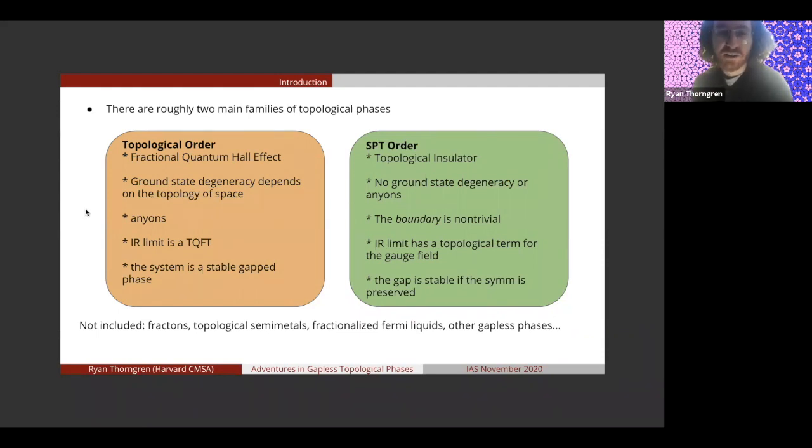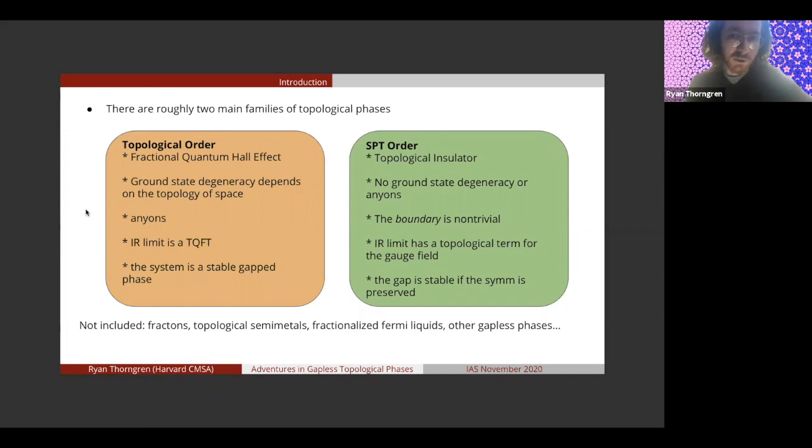And the way to understand this is that in the infrared limit of these systems, if we couple to a background gauge field for this global symmetry, integrating out the bulk gives us a topological term for the gauge field, and the topological term is not gauge invariant on a manifold with boundary. And so we can say that the boundary has an anomaly, and that's why it has to be non-trivial. So these systems are stable as long as the symmetry is unbroken. Okay, so if you can break the symmetry, they really are just a trivial phase.